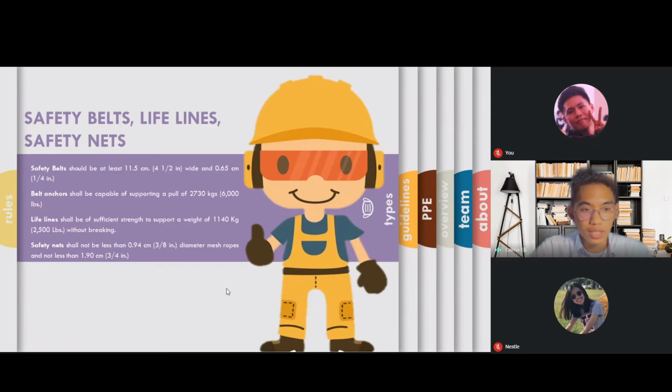hindi dapat ito gagamitin. So para sa safety belts, meron dapat 11.5 cm wide and 0.65 cm. At para sa belt anchors, it shall be capable of supporting a pull of 2,730 kilo or 6,000 pounds. Lifelines shall be of sufficient strength to support weight of 1,140 kg or 2,500 pounds without breaking. Then meron din tayong safety nets. It shall not be less than 0.94 cm diameter mesh ropes and not less than 1.90 cm.